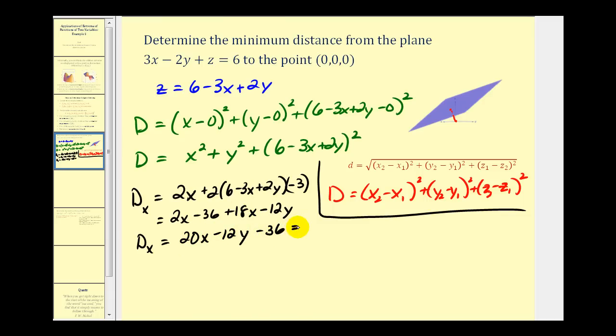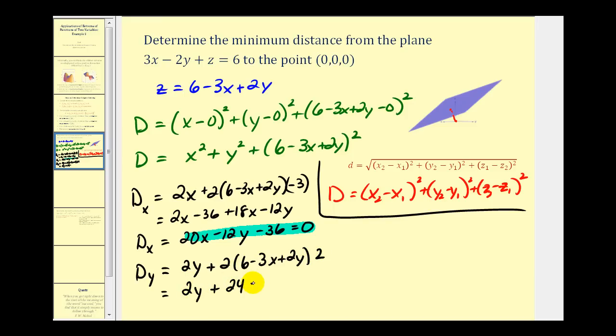And we want to know when this will be equal to 0. Now let's determine the partial derivative of D with respect to y. So we're going to have 0 plus 2y plus, again, we have 2 times (6 minus 3x plus 2y) to the first, and then times 2. Let's simplify this. We're going to have 2y. We have 2 times 2, so we'll distribute 4. So plus 24 minus 12x plus 8y. So we have the partial derivative with respect to y would be equal to negative 12x plus 10y plus 24.